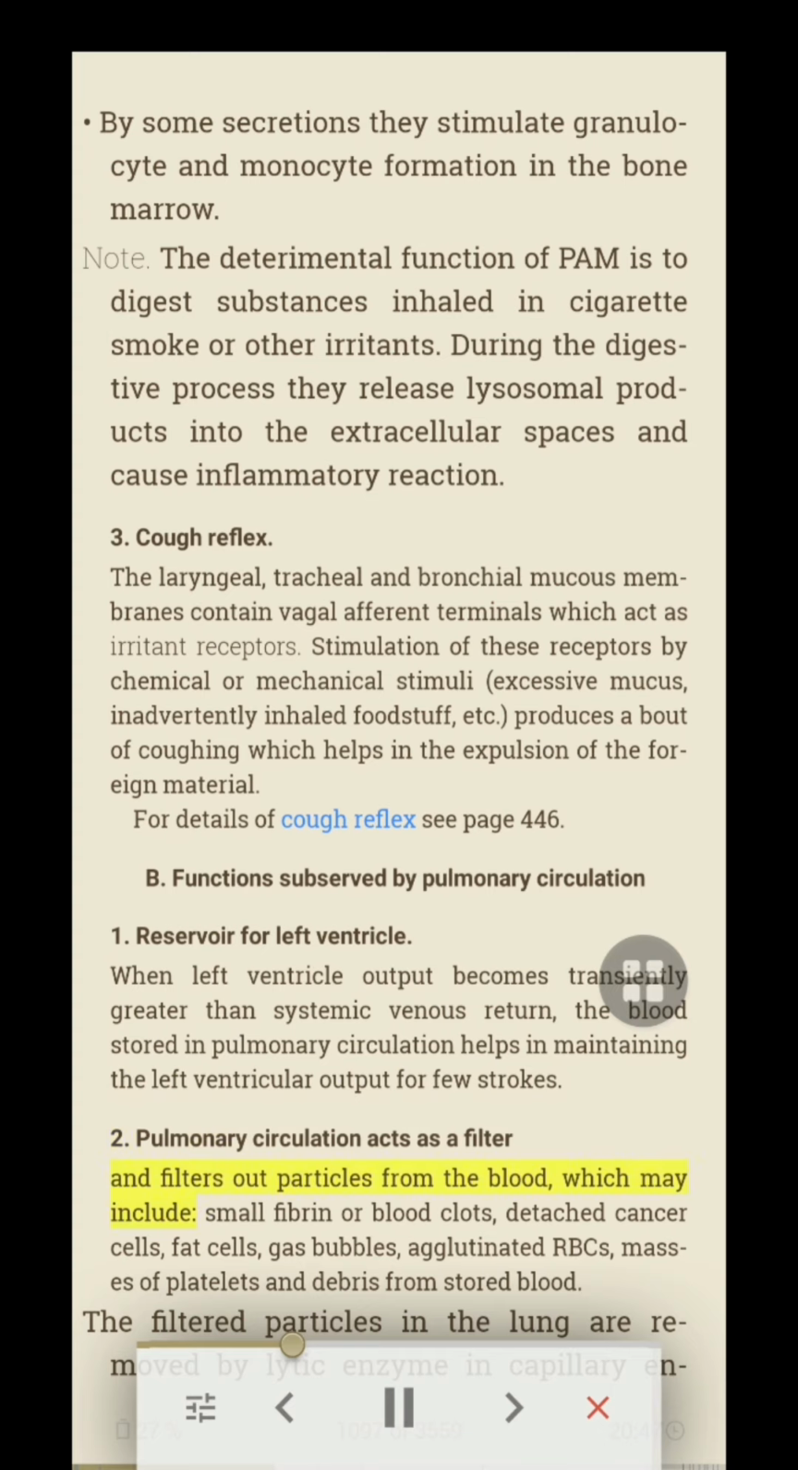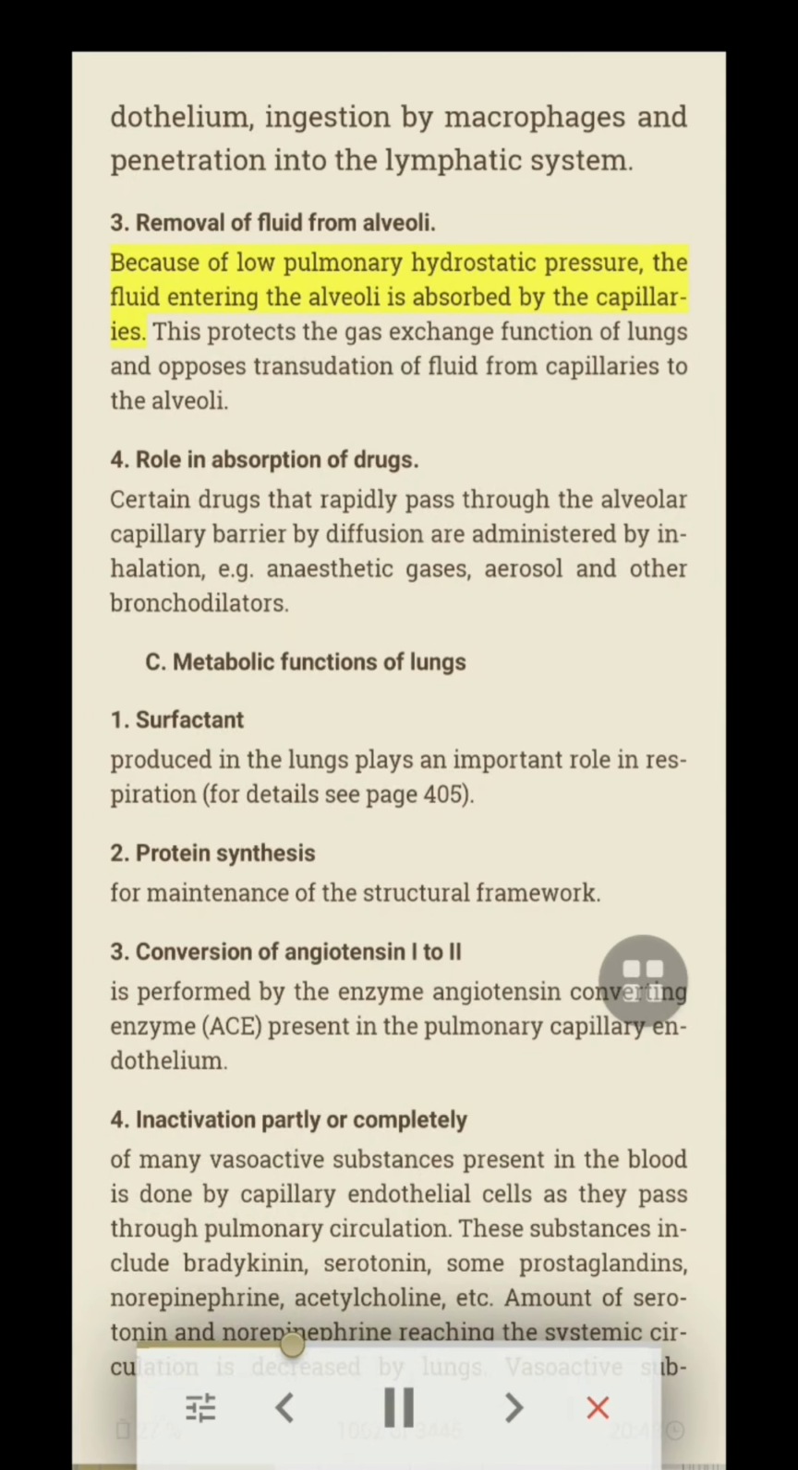2. Pulmonary circulation acts as a filter and filters out particles from the blood, which may include small fibrin or blood clots, detached cancer cells, fat cells, gas bubbles, agglutinated RBCs, masses of platelets and debris from stored blood. The filtered particles in the lung are removed by lytic enzyme in capillary endothelium, ingestion by macrophages and penetration into the lymphatic system.